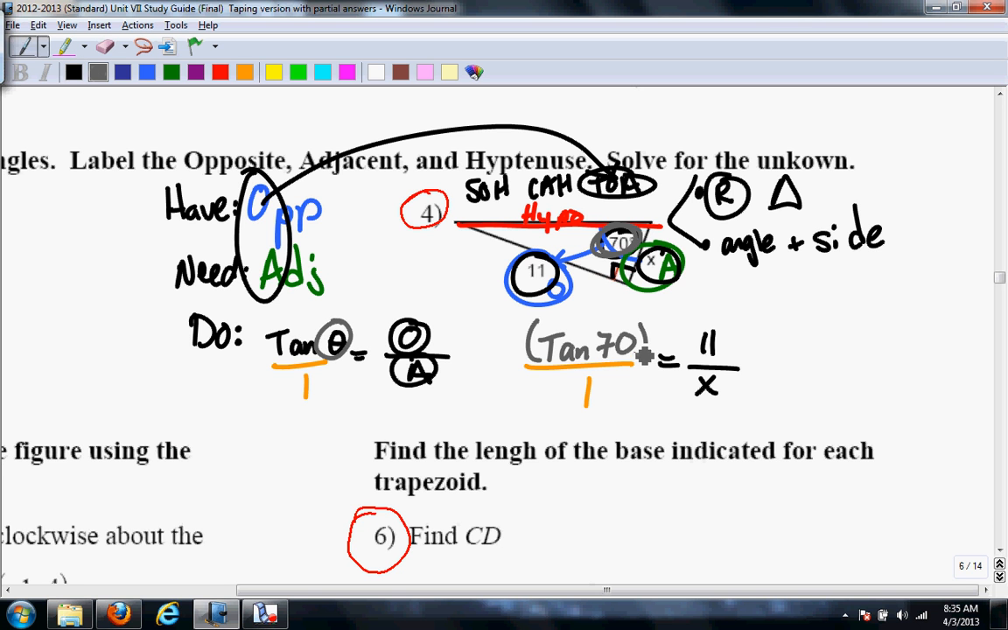X. Now we cross multiply. And we're going to end up with tan 70 times x equals 11. We're not done. Your goal, you don't touch a calculator until x is by itself. Don't touch a calculator until x is by itself. It's not by itself yet. We have to get rid of tan 70 here. So we divide by tan 70, keep parentheses around that. That's a unit.